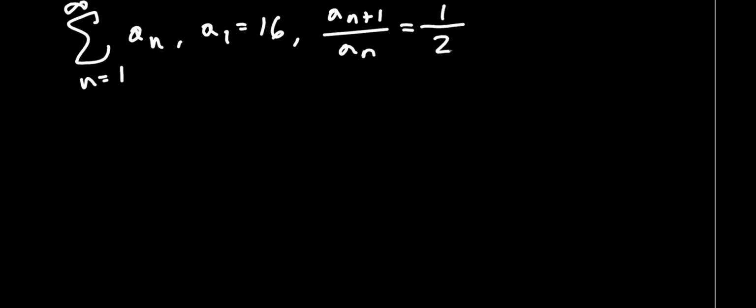Okay, so for this one, the strategy is primarily conceptual. What you want to focus on first is not the first information, but what it means by this information here. If we cross multiply, we get a sub n is equal to 2 a sub n plus 1. So what this is saying is that each time you go to the next term, you're multiplying by 1/2. So in this case, we can essentially call this a geometric series.